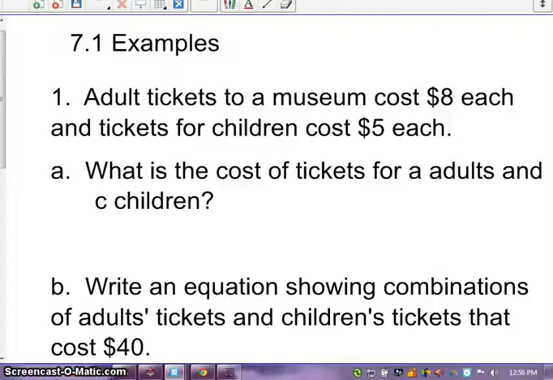So write a variable expression for this. How much are adult tickets? Well, adult tickets cost $8 each, so for adults it's going to cost 8A, because we don't know how many, 8 times A, plus we have to add in the children, which costs $5 each, so it's 5C. There's your variable expression showing how much it would cost for A, adults, and C, children.